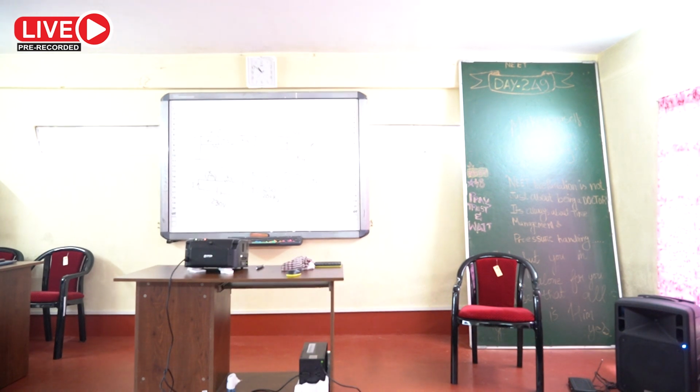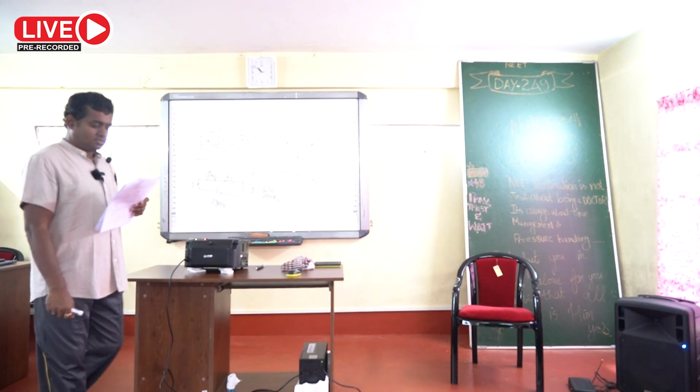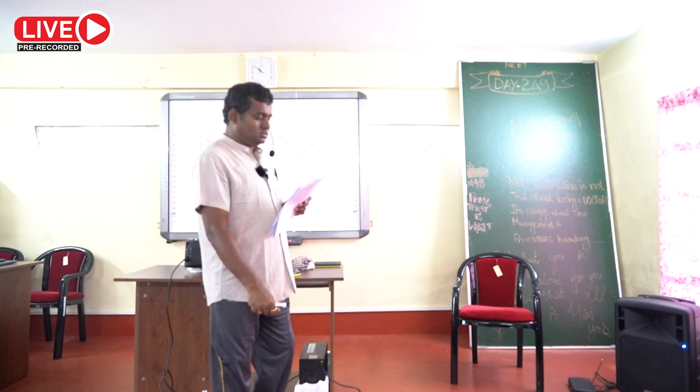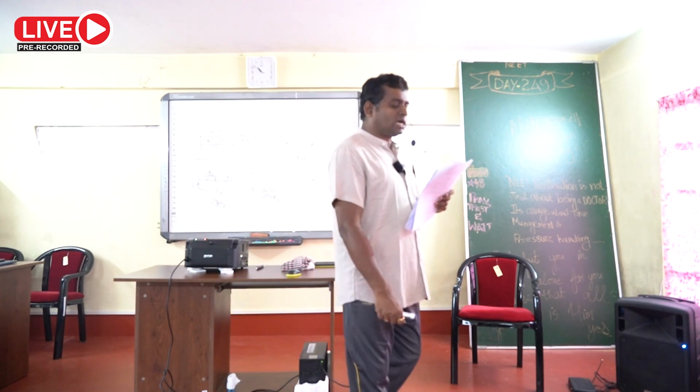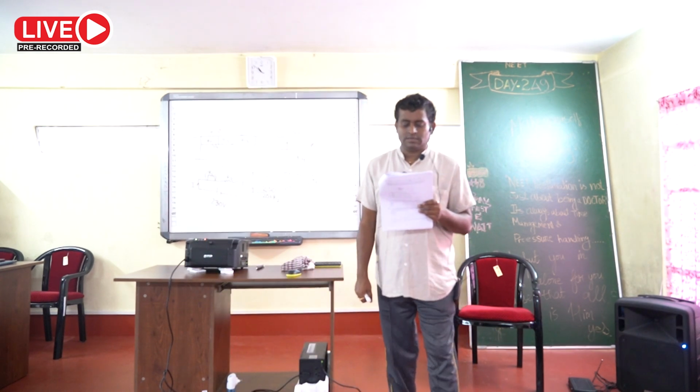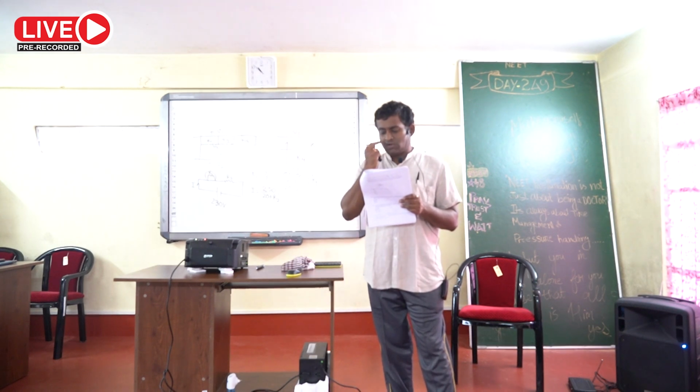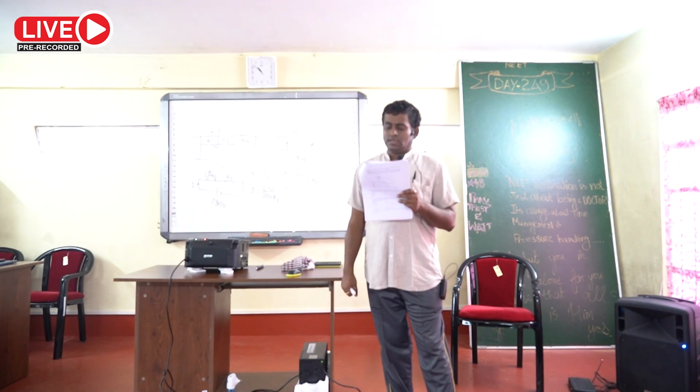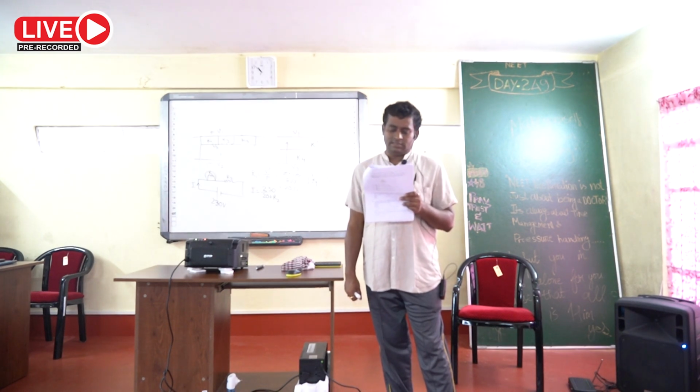Question number 27. A long wire carrying a steady current is bent into a circular loop of one turn. The magnetic field at the center of the loop is B. It is then bent into a circular coil of n turns. The magnetic field at the center of the coil of n turns will be?